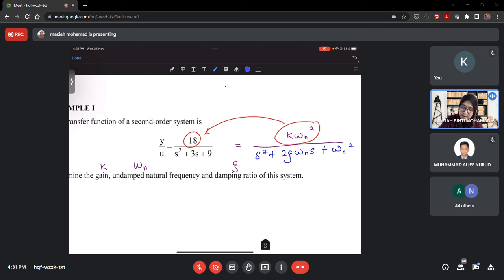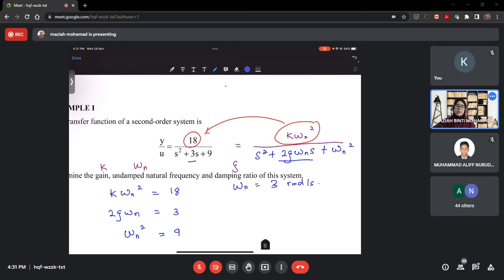So here we have K omega n square is equal to 18. And then by comparing, 2 zeta omega n is equal to 3. And we are also comparing omega n square is equal to 9. So we have 3 equations and 3 unknowns. We should be able to solve that. Therefore omega n is equal to 3 radians per second.